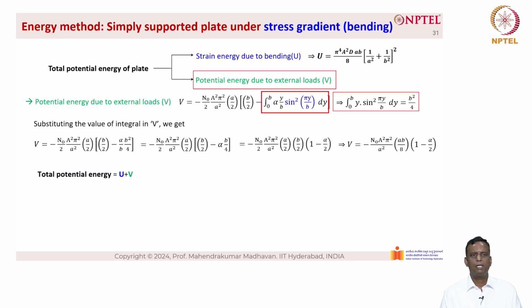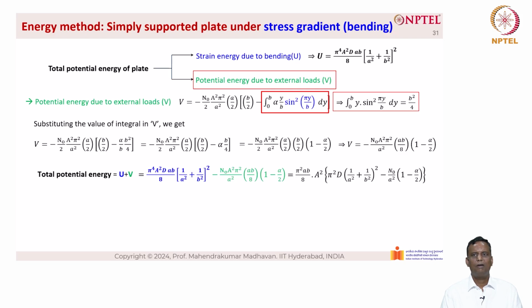So the total potential energy is defined as U plus V. So we have U plus V given as pi power 4 a square D ab by 8 into 1 by a square plus 1 by b square, the whole square, minus N0 into a square into pi square by a square into ab by 8 into 1 minus alpha by 2.